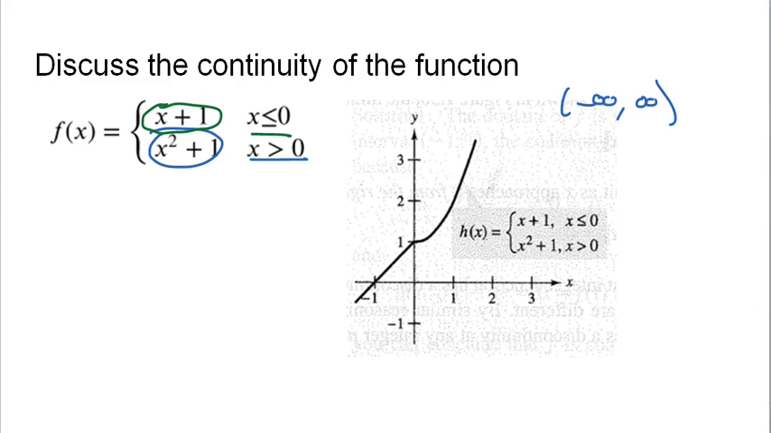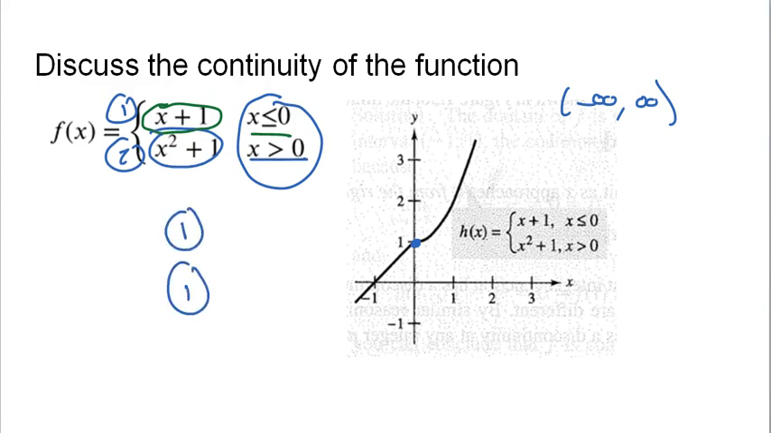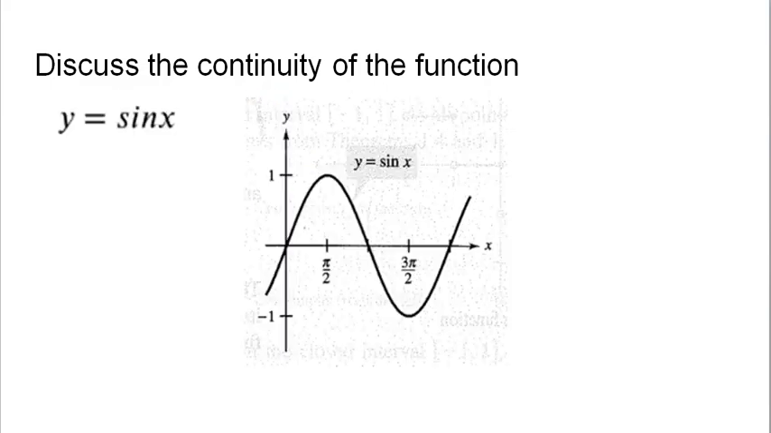The most important part you have to check of a piecewise function is the transition point. 0 is the transition point because 0 is where I transition from graph 1 to graph 2. And the most important thing is that to be continuous at that transition point, your graphs must come together. So all you have to do is plug in 0 to the first function and you get 1. Plug in 0 to the second function, you also get 1, proving that at that transition point, the two functions are coming together, making it continuous.